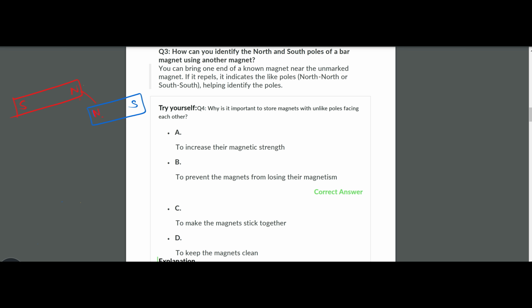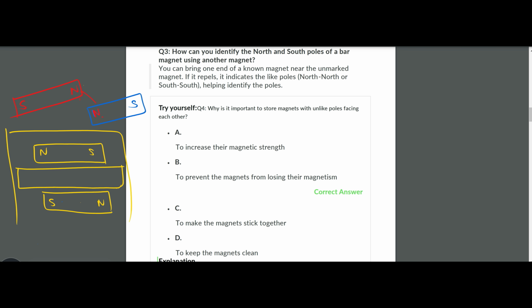Now you see, next one is, why is it important to store magnets with unlike poles facing each other? To store the magnets, always remember, you always keep north to south, again south to north like this. In between you keep one piece of wood, then you keep it in a box. So in this way you have to store the magnet.